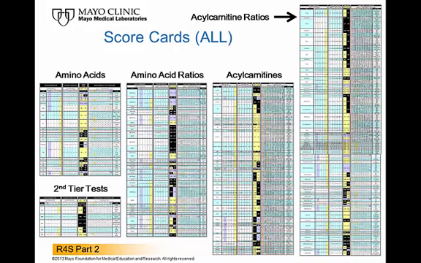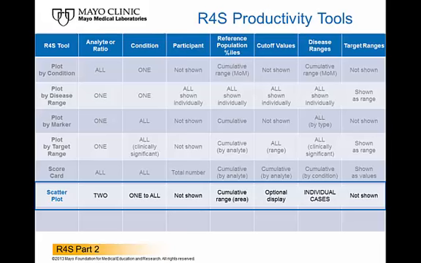To appreciate the magnitude of the information available in this tool, this slide shows the full set of ranges available for the 4 analyte types: amino acids, amino acid ratios, acylcarnitines, and, on the far right, acylcarnitine ratios. As a reminder, the scorecards are always up to date and, of course, are available on demand. The next tool presented in this series is called the scatter plot.